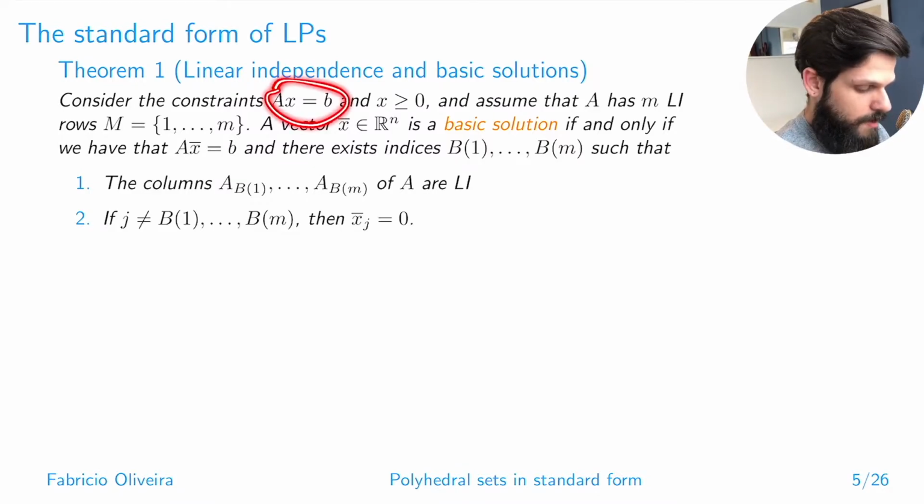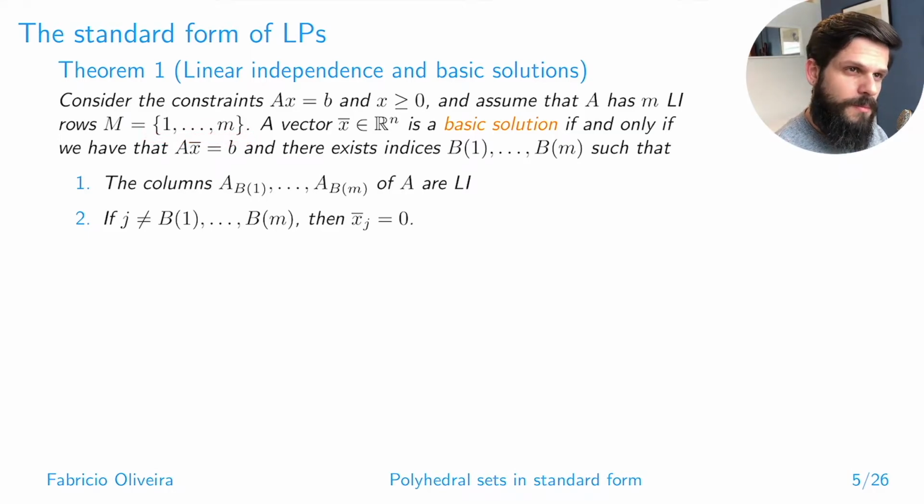So it looks like this. You have your m constraints Ax equals b and your non-negativity constraints, and let us assume that A has m linearly independent rows. This is the same as saying that it has full row rank, by the way. We saw that in the last couple of classes. So if I pick x bar, which is a given vector, we say that it's a basic solution if the constraints are satisfied. So the problem is feasible for these constraints, and that means that we have already m constraints.